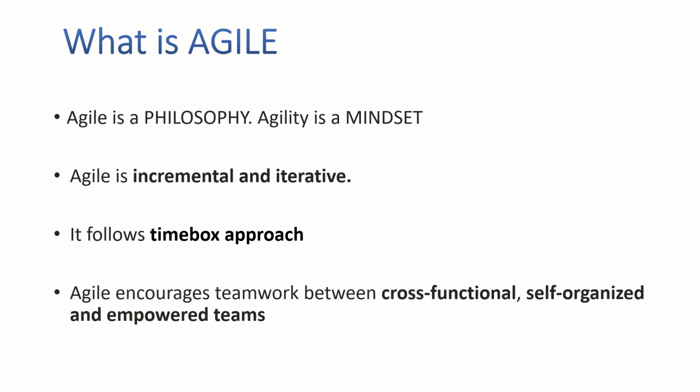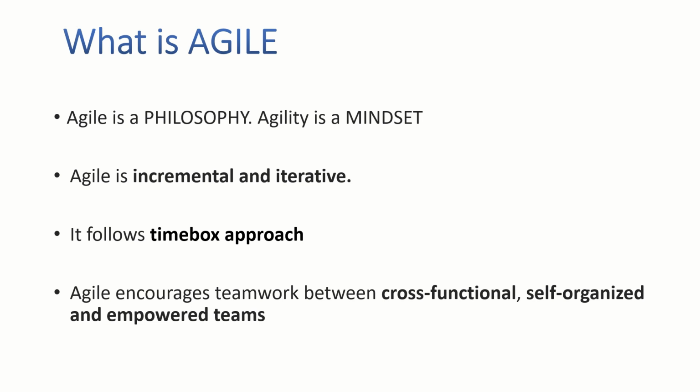Agile encourages teamwork between cross functional, self organized, and empowered teams. What is the meaning of cross functional? There are teams which are involved, like the development team, the testing team, all of them are involved. So, they are cross functional engagement which is happening. And they are self organized teams and they are empowered as well. For example, there are scrum masters which are organizing these teams on their own. So there are no supervisors or other people required to manage these teams. They are self organized and they are empowered also to make certain decisions.